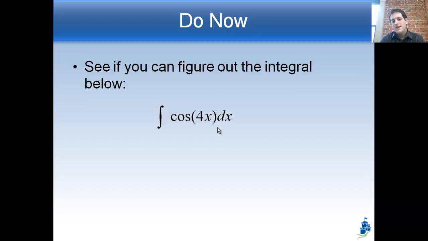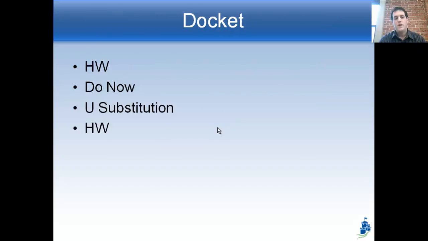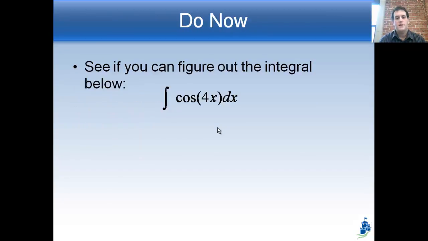What happens when there's a function inside a function? It's kind of like what happens when we deal with the chain rule when we're taking derivatives, and that's what we're going to get a hand from. So you may have said that the integral of cosine of 4x is sine of 4x plus c. Let's check to see if that's right.